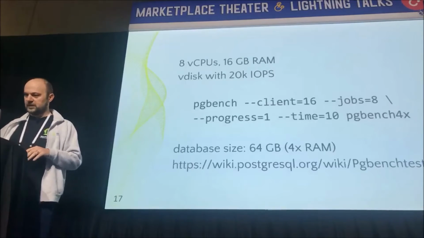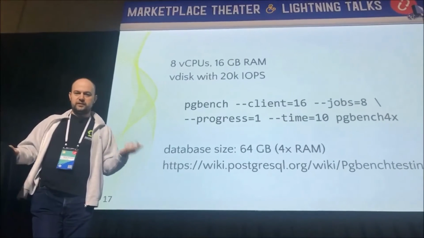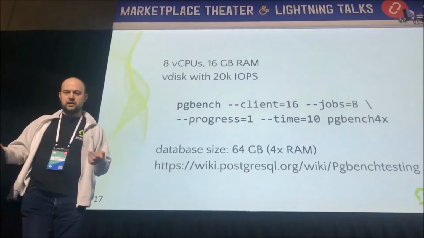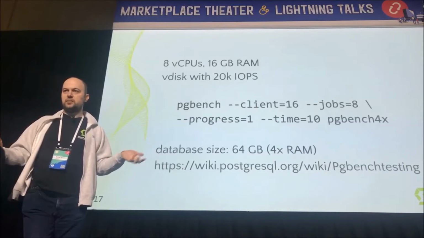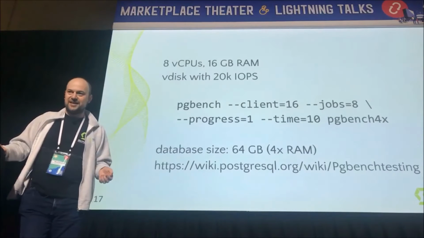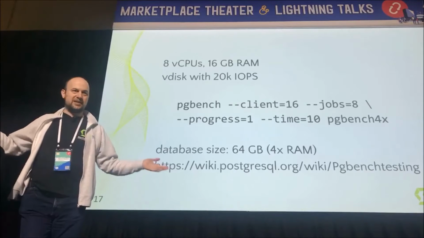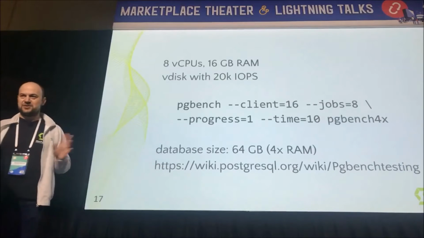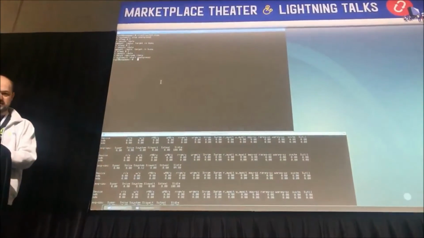Right? So what we have is one virtual machine with 8 vCPUs and 16 gigs of RAM, a virtual disk with 20,000 IOPS per second, and a PostgreSQL database, which is 4 times the memory. It's a fairly small database, to be honest, like a 64 gigabyte database, and in large web applications, these databases would be significantly larger than that. So it's not a very extreme case.